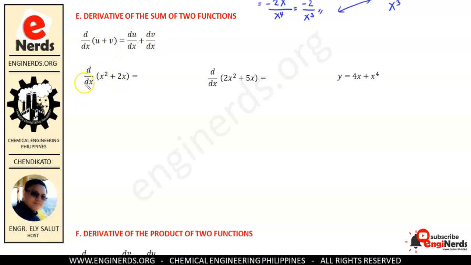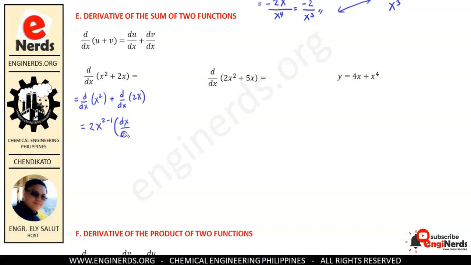So let's do that. Here we have d over dx of x squared plus 2x. So what we'll have here is d over dx of x squared plus d over dx of 2x. Okay, so this will be our working equation here. Now, what is the derivative of x squared? No, this is the derivative of a power. So we will take down our exponent, then copy the base of the exponent, then we will subtract our exponent by 1, 2 minus 1, then take the derivative of the base of the exponent.